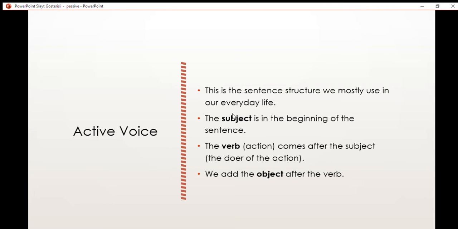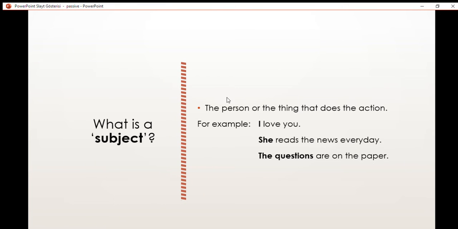Now, let's see. What is a subject? Subject is the person or the thing that does the action. For example, when we say "I love you," I is the subject. When we say "she reads the news every day," she is the subject. When we say "the questions are on the paper," the questions are the subject. We said subject, verb, object.